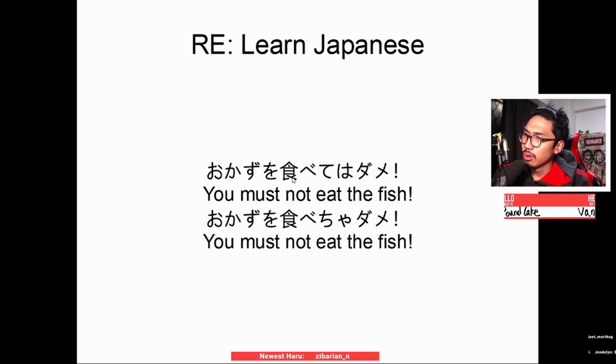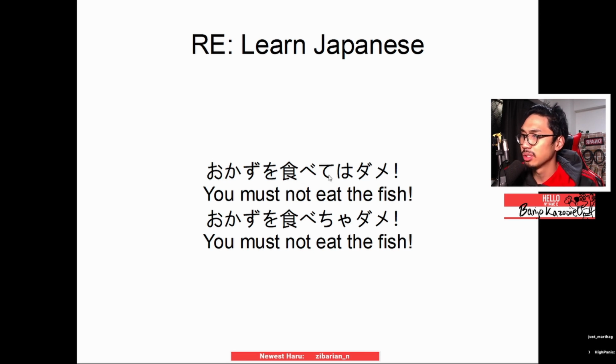So, okazu wo tabete wa dame. If you were to take away this dame here and just write okazu wo tabete or taberu koto, it means eating the food, the main dish, the meal. Eating the fish is not good. And this one here, okazu o tabecha dame, is a variation of the form of tabechau. That's a completely different thing, but it comes from that conjugation family, and we'll be getting into this at the end of the quick little relearn Japanese lesson.